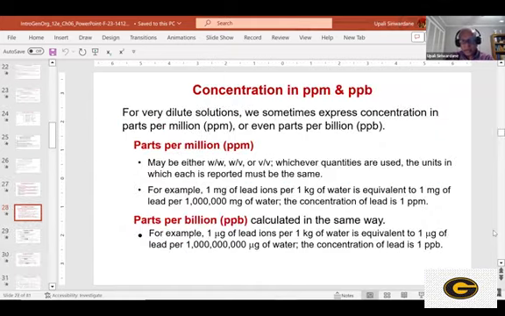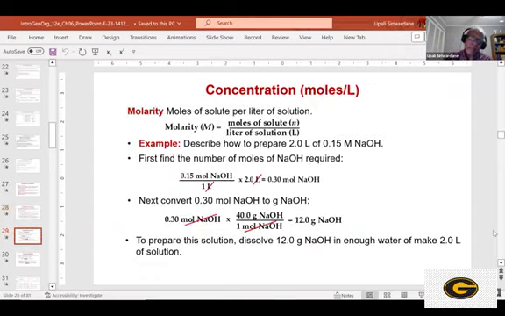Parts per million or parts per billion is similar to percentage, but it is used to express small concentrations of pollutants in the air and water. Parts per billion is an even smaller quantity of solute than parts per million. So we have gone through parts per billion, parts per million. Concentration unit molarity is defined as moles of solute divided by liters of solution.